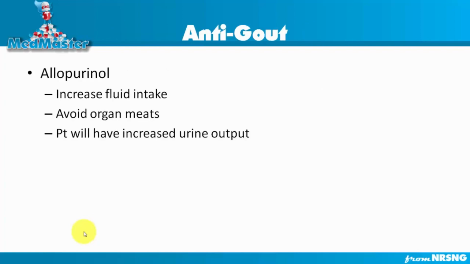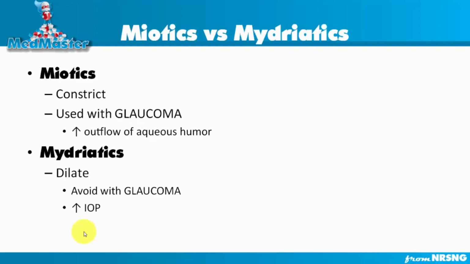Anti-gout medications. When you hear the word allopurinol, think anti-gout. Okay, there are multiple gout medications, DMARDs and everything, but the one we're going to talk about is allopurinol. With allopurinol also, you want to avoid organ meats. Now, these organ meats are what may have led to the gout, this high purine diet. So with allopurinol, we're going to avoid organ meats. We're going to avoid more purine. The patient will have increased urine output because we're having them increase their fluid intake, okay? So that's what you want to keep in mind with allopurinol.